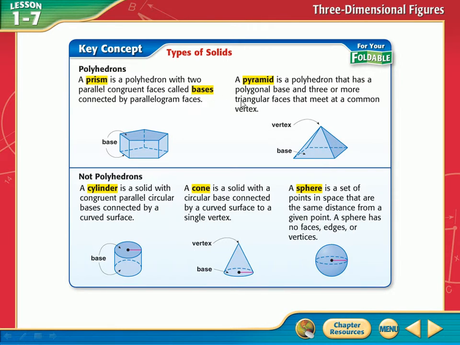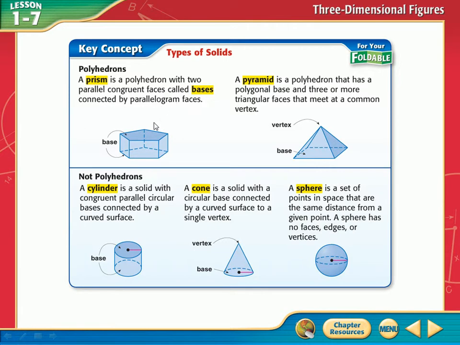There's two main types of polyhedrons we're going to talk about. First one is what? Prism. So what is a prism basically? Well, it's a polyhedron. Now, these are polyhedrons. These, guess what, are not polyhedrons. Very good. So let's talk about the polyhedrons right now. A prism, what is it? It's a polyhedron with two parallel congruent faces.